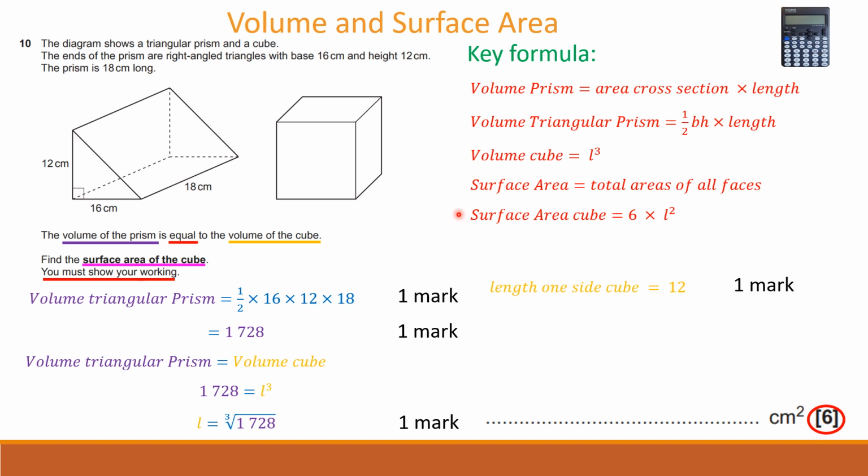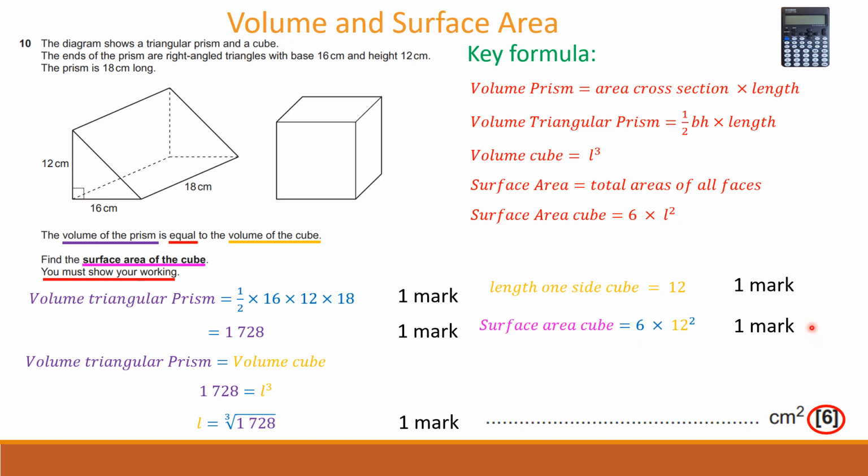From here, we've got to look at the total surface area. So we can see the formula for the total surface area is going to be 6 times by L squared, where L is going to be 12. So we've just got to work out 6 times by 12 squared. And again, you will type that in your calculator.